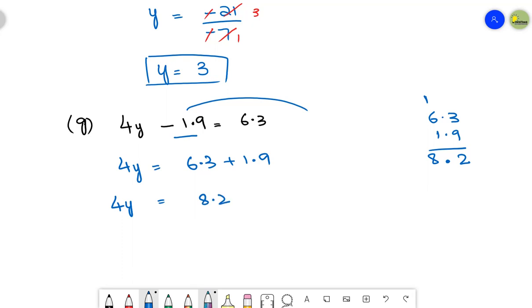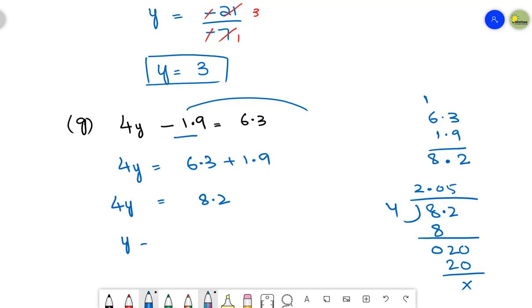Now divide 8.2 by 4. Just do like this. 4 2s are 8. Decimal point will be shifted at the top. Then you are having 2. Then you need a 0. So you will write 0 over here. Then write another 0 with 20. Then 5. 4 5s are 20. Cancel it. So it will be 2.05. Right? This is going to be the answer, 2.05.